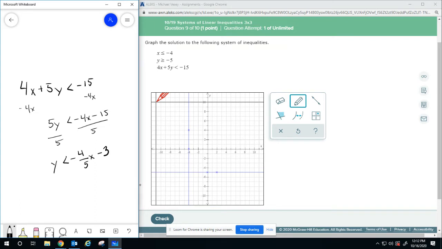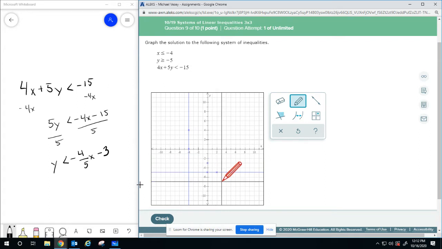All right, so let's go ahead and come over here. -3 is the y-intercept, and the slope is -4/5. So from the y-intercept, I'm going to go down 4 spaces and to the right 5 spaces, because that's going to produce a negative slope. And I'm going to be careful here when drawing. I want the y-intercept, and I want this point here.